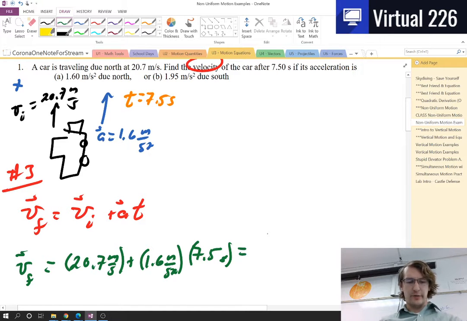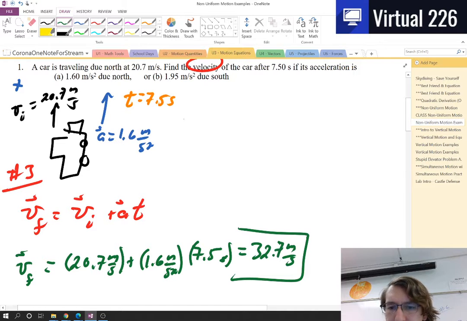Let's figure it out. So 7.5 times 1.6 is 12. 12 plus 20.7 is 32.7. So we get 32.7 meters per second for part A.